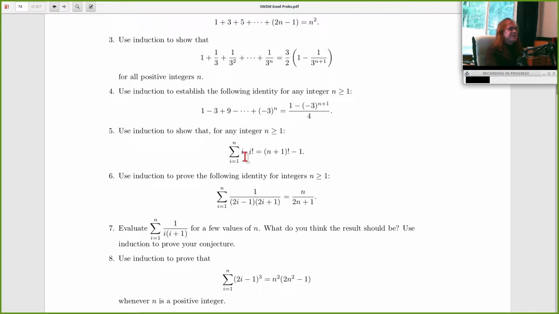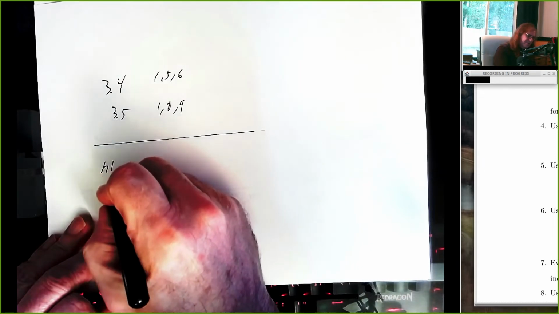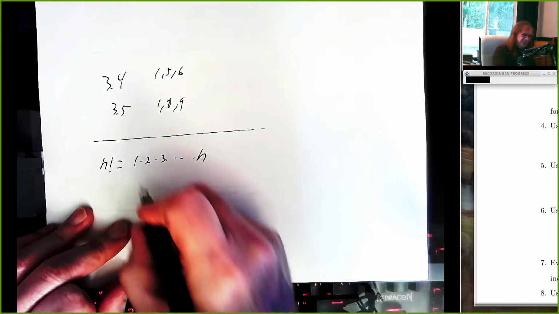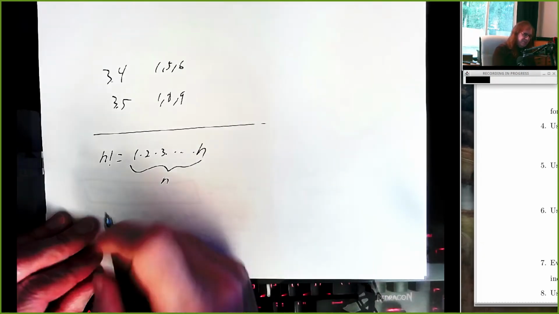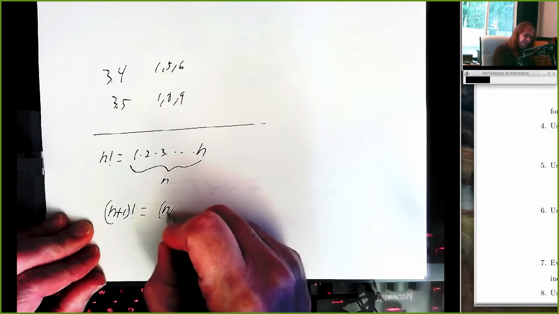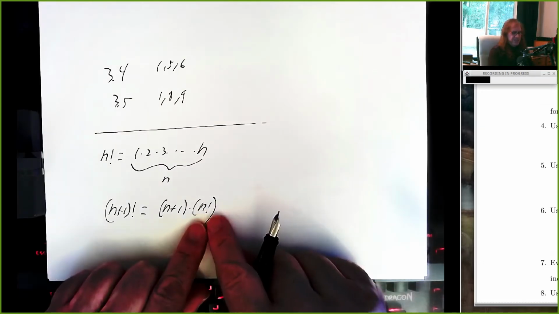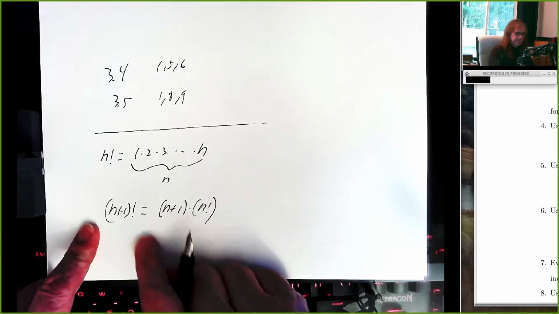Question 5 is looking at i times i factorial, adding those up. And the best thing I can say here is just remember what factorials are. n factorial is 1 times 2 times 3 times up to n. It's the product of the first n integers. And a useful thing to keep in mind is that n plus 1 factorial is n plus 1 times n factorial. Product of the first n integers times n plus 1, that's the product of the first n plus 1 integers.